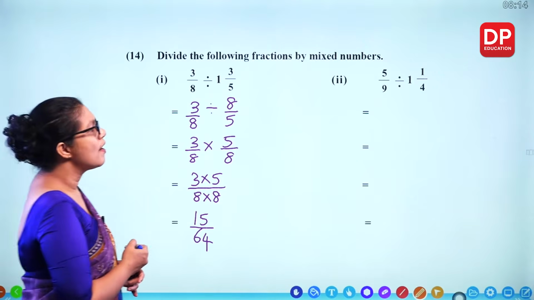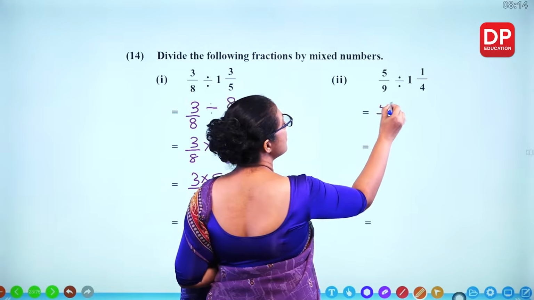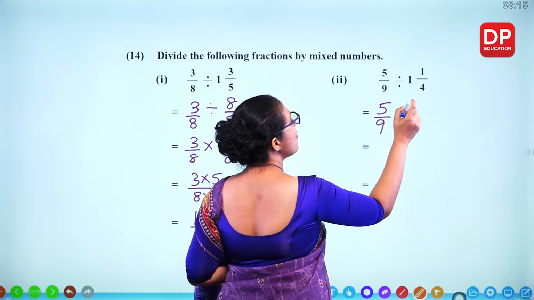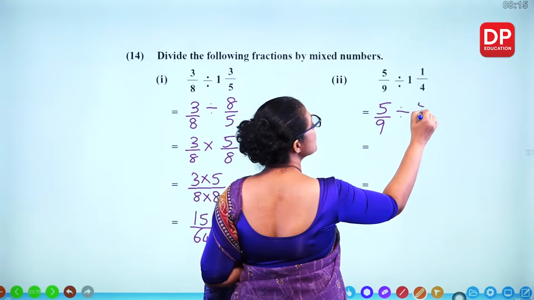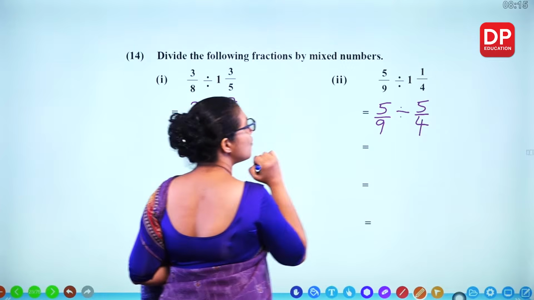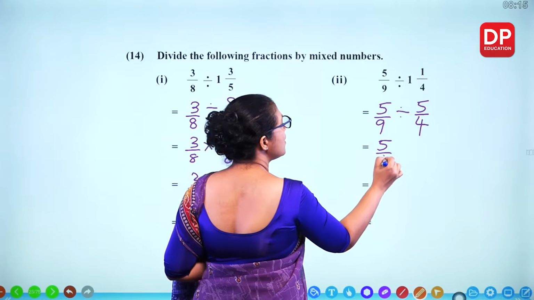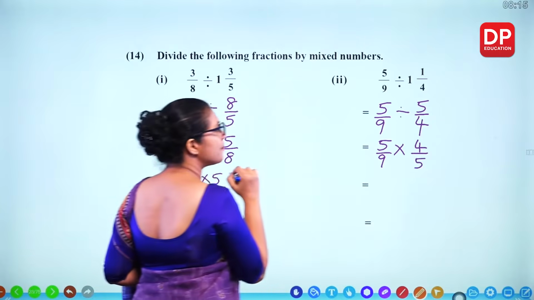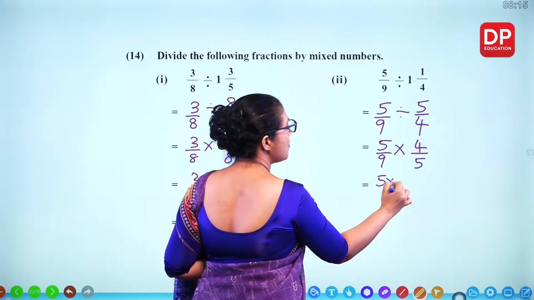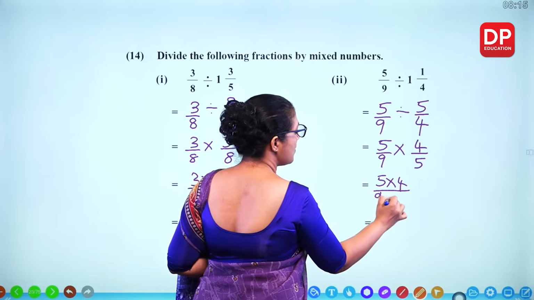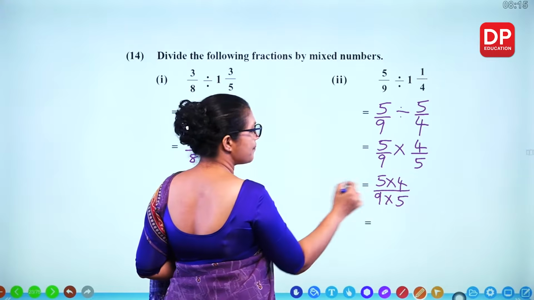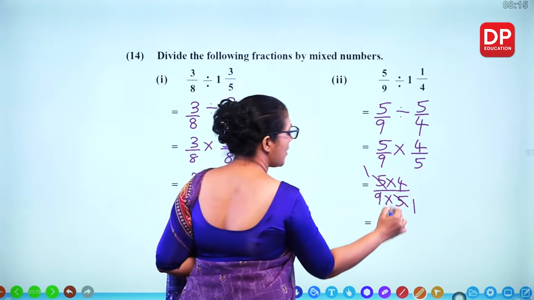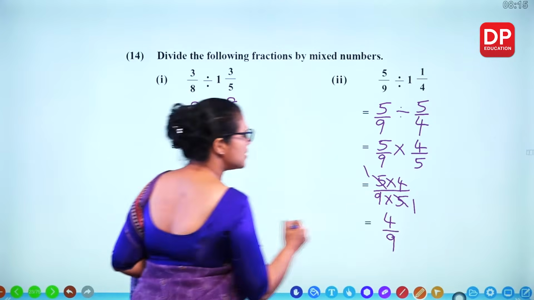This question, 5 over 9. You write as it is. Then convert the mixed number to an improper fraction. 4 times 1, 4 plus 1, 5 over 4. Now convert to multiplication by taking its reciprocal. Multiply the numerator separately, denominator separately. 5 gets cancelled out. So what's the remaining part? 4 over 9.